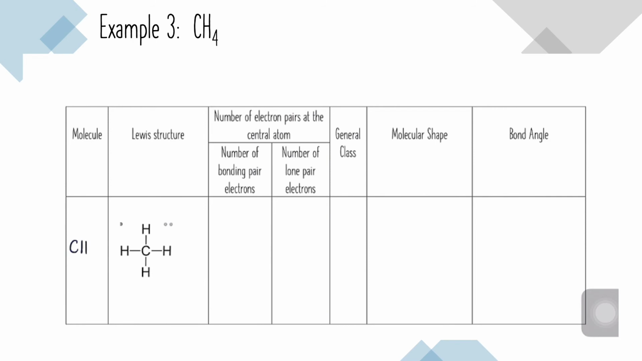The next molecule is CH4. So from the Lewis structure, we can count the number of bonding pairs, which is 1, 2, 3, 4. So we have 4 bonding pair electrons, 0 lone pair electrons because carbon doesn't have any lone pair electrons, and the general class is AX4. So the molecular shape would be carbon at the center, the first one is at the top, the next one is at the side, the next one is pointing forward, and then the next one is pointing backward.